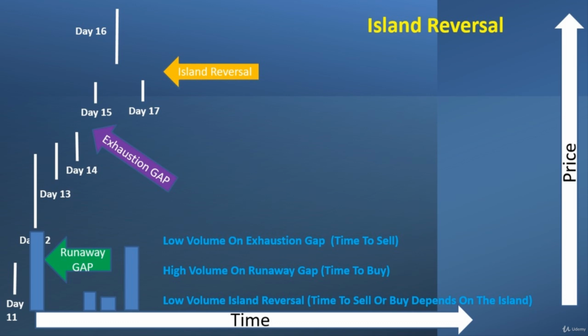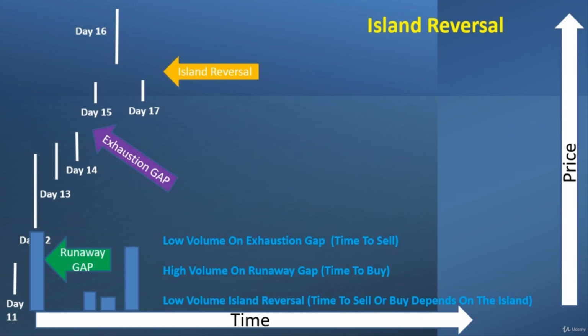To identify these island reversals, you're going to need an exhaustion gap, right? And so we know from day 14 to day 15 that we're looking at an exhaustion gap. We saw that our volume was not going up. It should have had a real spike in volume there. It actually went down between day 14 and 15. And so we know we're running out of steam, and that is our exhaustion gap.